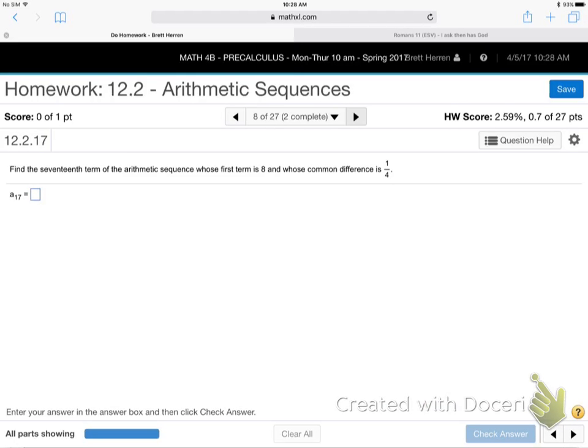All right, try that one. They want the 17th term. And they're giving you the first term, that's A1, right? First term, and the difference, the d is 1/4. So same kind of thing. Find the formula. After you got it, plug in 17.